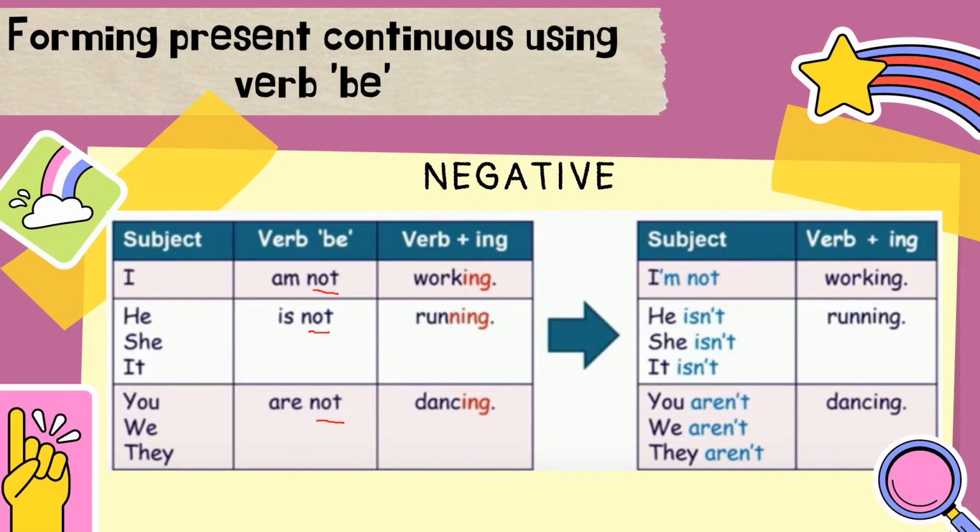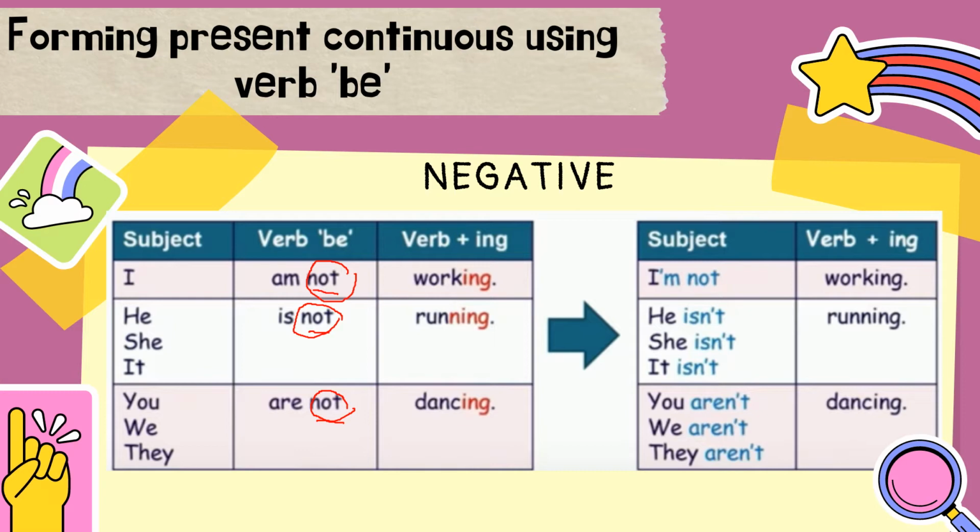Okay, the same thing, subjects I, he, she, it. For I, we need to use am. He, she, it, is. You, we, they, are. You just have to add not after the verb be.